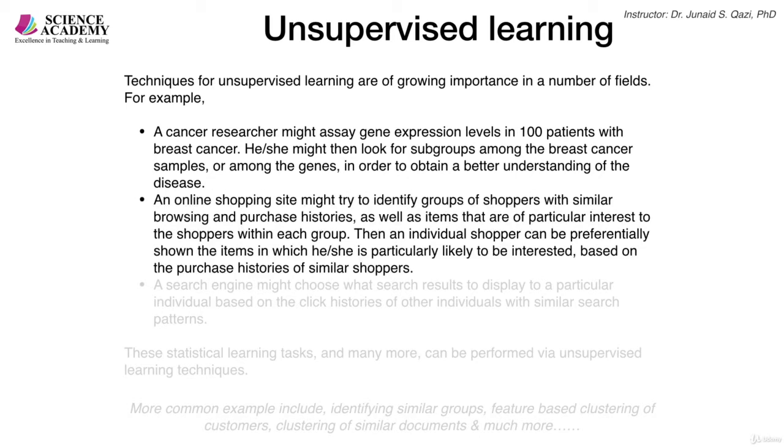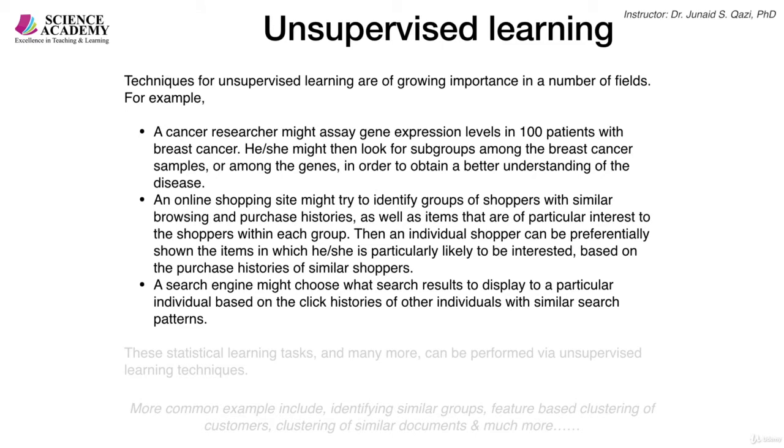Another very common example is an online shopping site. That site might try to identify groups of shoppers with similar browsing and purchase histories, as well as items that are of particular interest to the shoppers within each group. Then an individual shopper can be preferentially shown the items in which he or she is particularly likely to be interested, based on the purchase histories of similar shoppers. You may have experienced this while shopping on Amazon or several other online shopping websites.